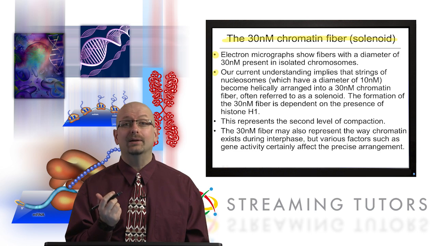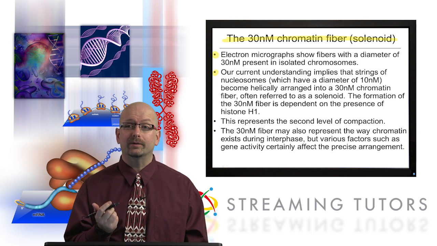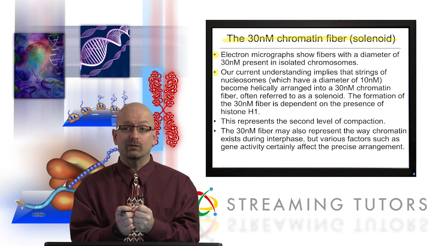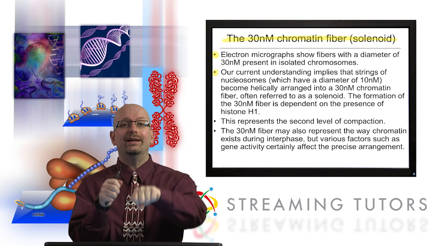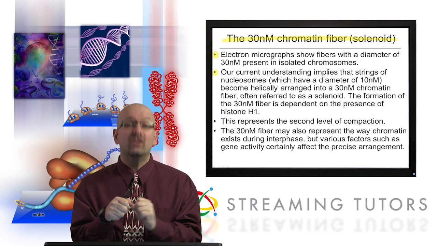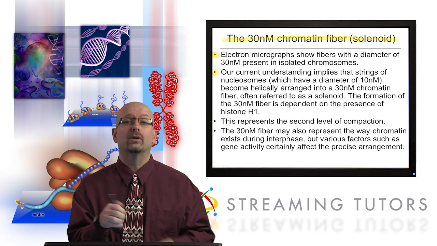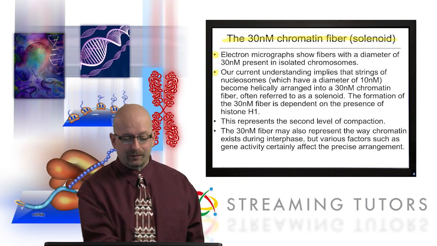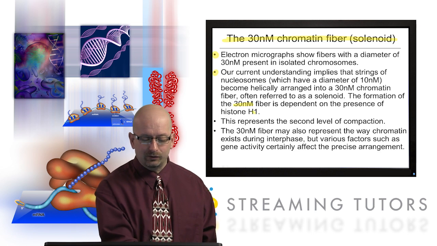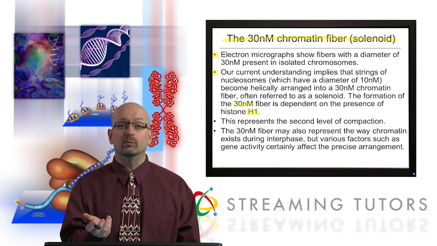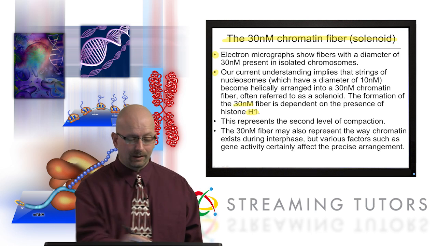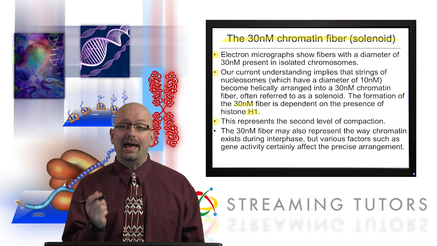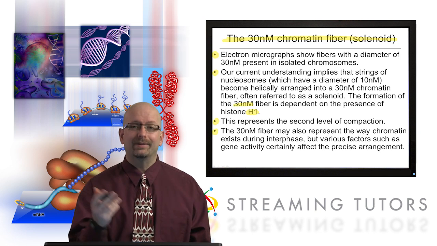Our current understanding, which implies that it's really not that perfect, but it makes sense, is that strings of nucleosomes, those 10 nanometer fibers that we just saw, helically become arranged into this 30 nanometer chromatin fiber or solenoid. So there's definite proof that the formation of the 30 nanometer fiber is dependent on H1. If H1 is removed, this will not be able to happen. And we say that this represents the second level of compaction.